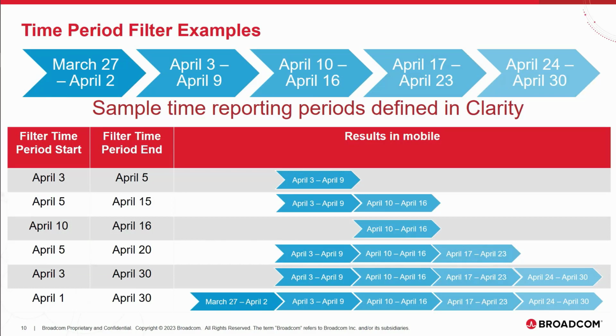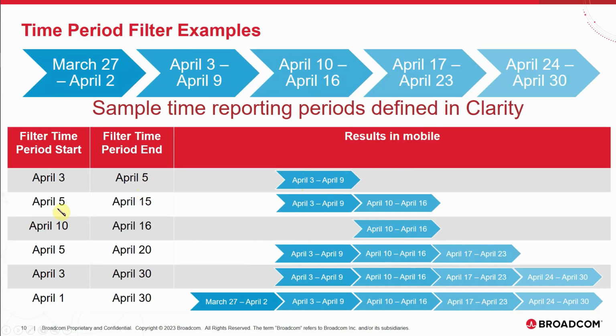Now, if I go to the mobile app, and let's go through the different examples, where if I set the start date in the filter to April 3rd and end date to April 5th, that date, when I look at it, only falls within April 3rd to 9. That means only one timesheet will be returned back to me, which would be for the time period of April 3rd to April 9th.